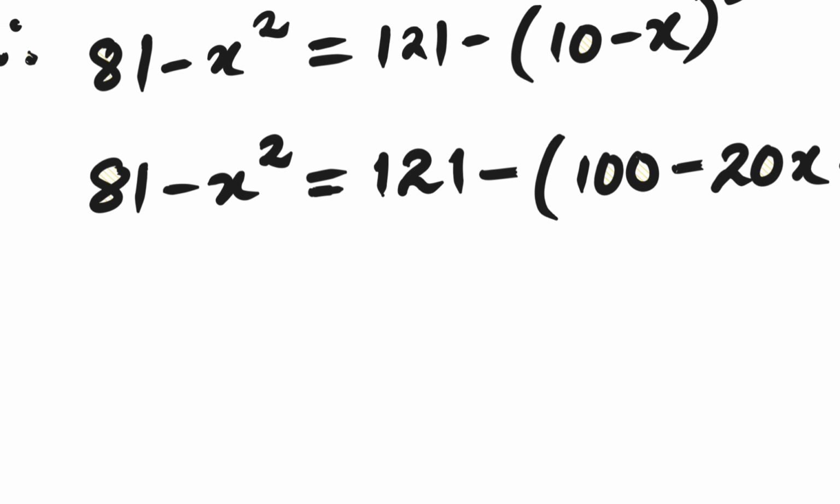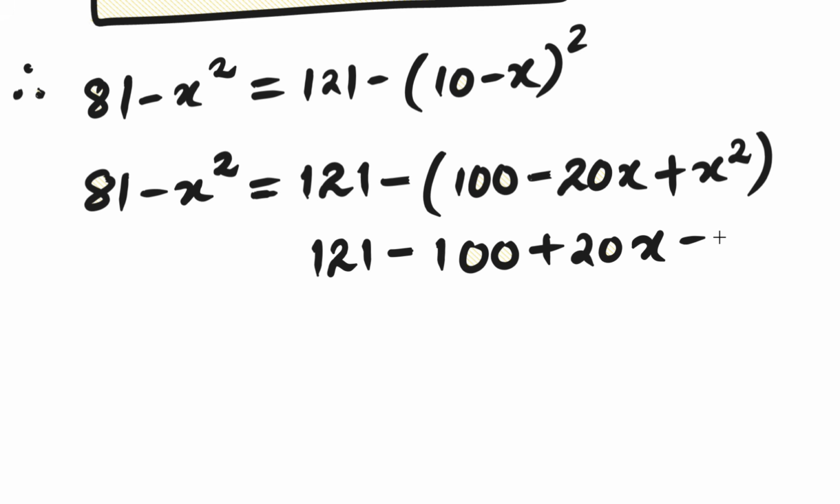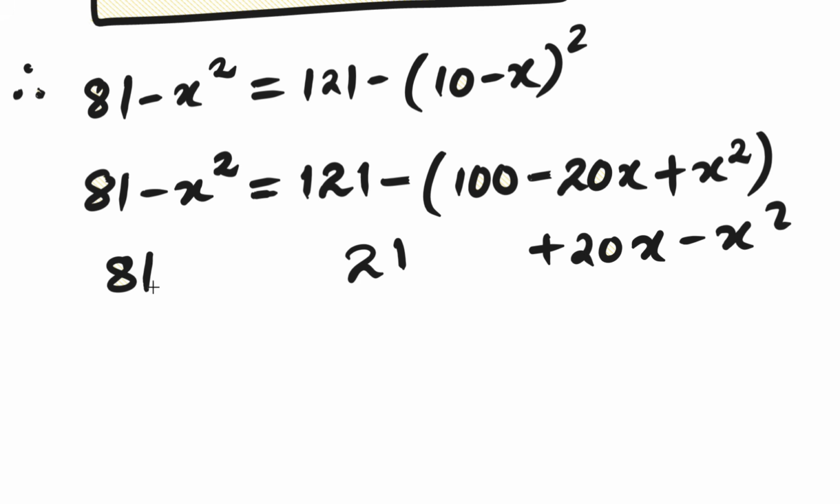Now pay close attention to the negative sign before the bracket. When we distribute that negative sign, every sign inside the bracket changes. So the right-hand side becomes 121 minus 100 plus 20x minus x squared. 121 minus 100 is 21. Therefore, we now have 81 minus x squared equals 21 plus 20x minus x squared.